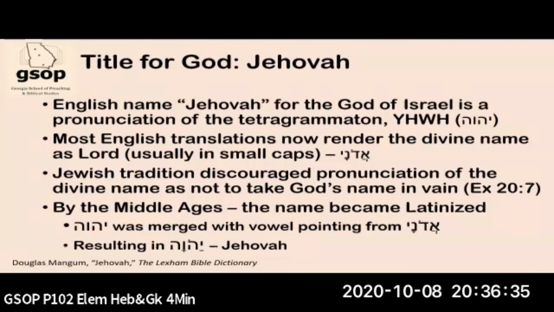But by the Middle Ages, it became Latinized. Yahweh was merged with the pointing system from Adonai, and so we get Jehovah. Now, the J sound is because, I'm going on memory here, I think Latin does not have a Y sound. It has a J sound, and that's why we have Jehovah. And of course, that's what carried forward in the King James. So it's interesting just to see how that came about. It's not really that significant, but that's it.